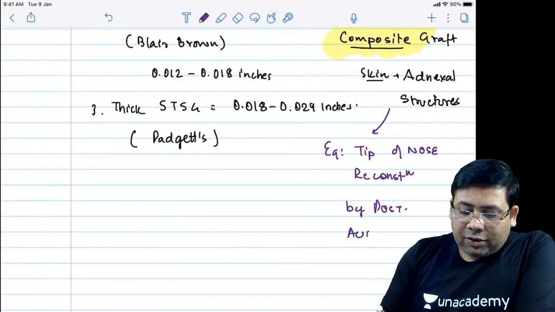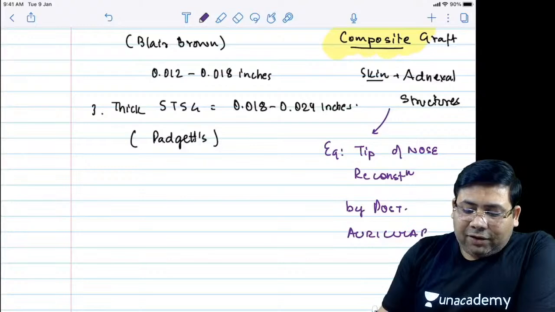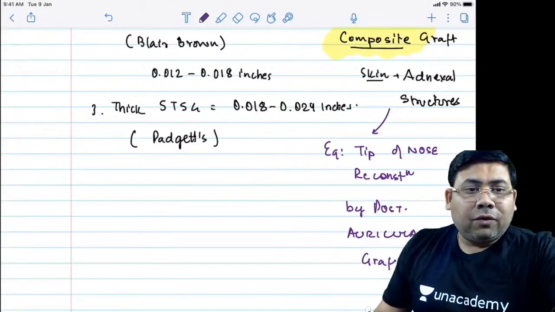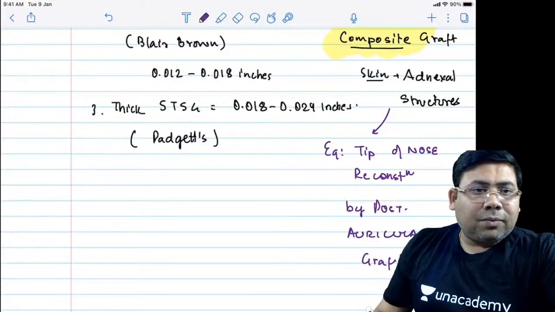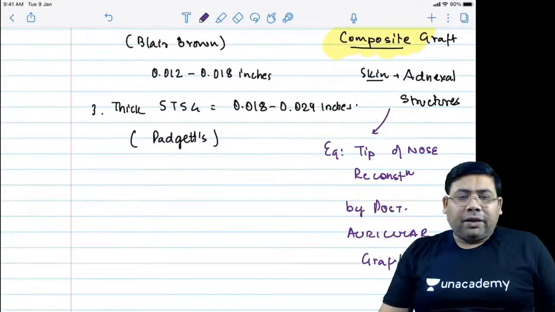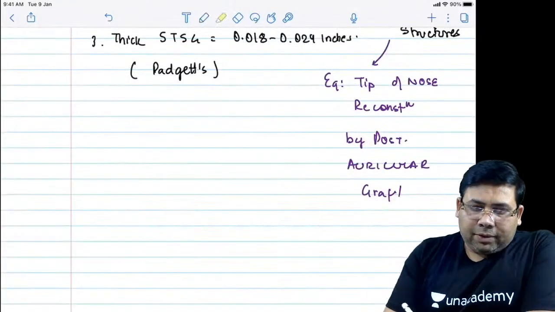Can anyone tell me what is the concept of meshed graft? Can anyone tell me? No, don't tell, no problem.